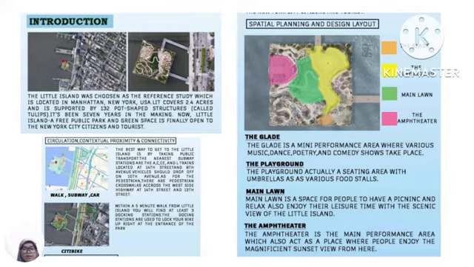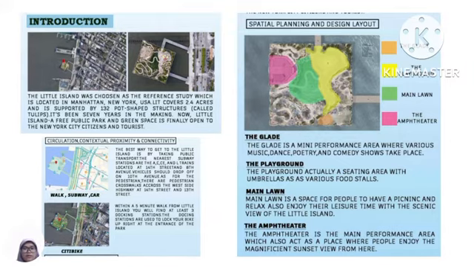And the third is the main lawn. The main lawn is a space for people to have a picnic and relax, and also enjoy their leisure time with the scenic view of the Little Island. And the last is the amphitheater, the main performance area, which also acts as a place where people enjoy the magnificent sunset view.